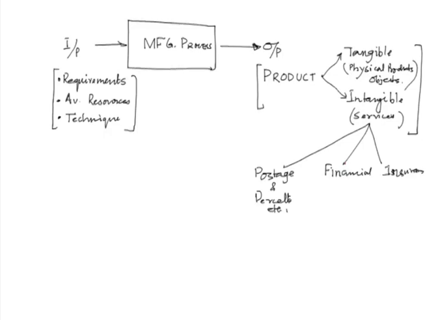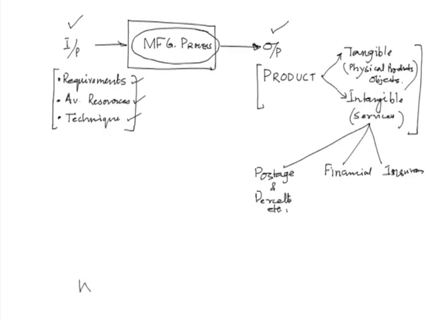Now, the main issue is how we define or design this manufacturing process. This is a very basic configuration, so to say, that consists of input as well as output, but this is not as simple as this. As I have already indicated, this input or the process may vary depending on the requirements, depending on the available resources, depending on the techniques.